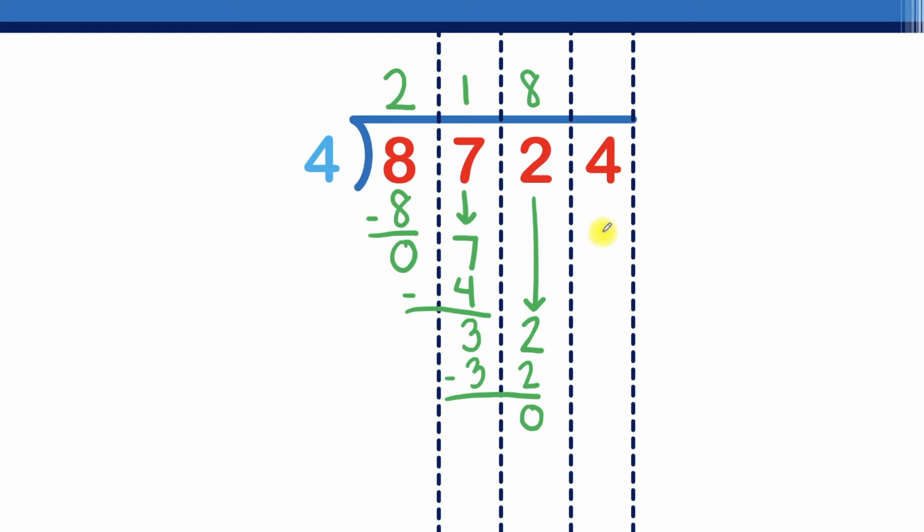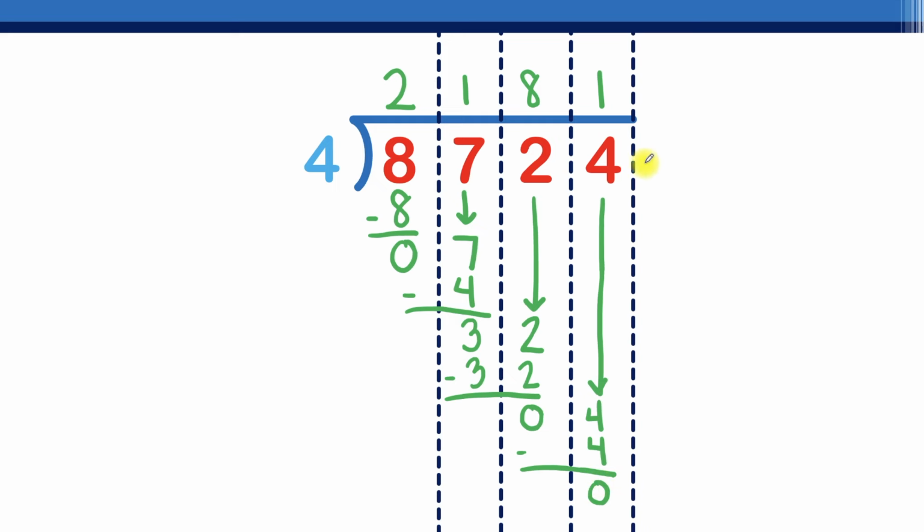And finally, I'll bring down this 4 here. And then again, repeat the process. How many times can 4 go into 4? Well, that's 1 time. And 1 times 4 is 4. So I'll write that here, and then subtract, and 4 minus 4 is 0.